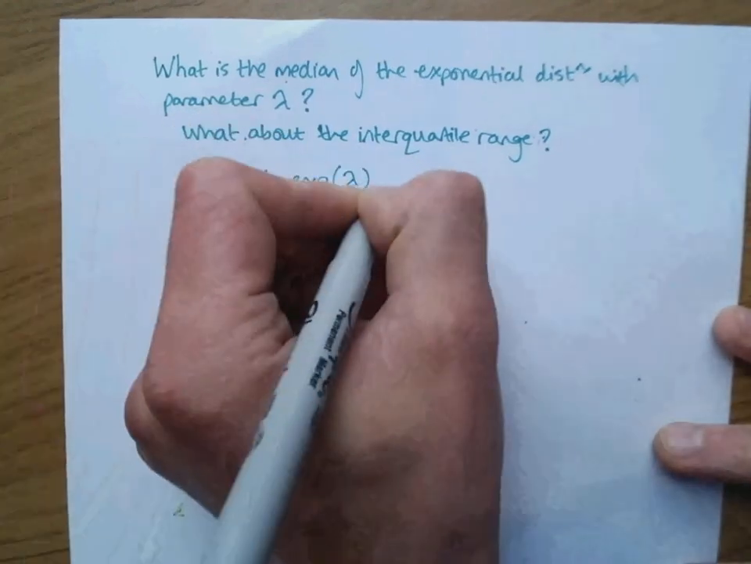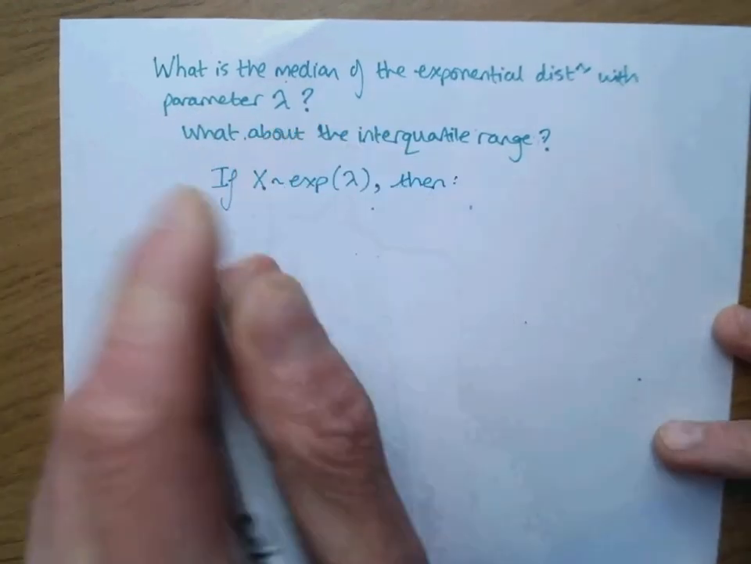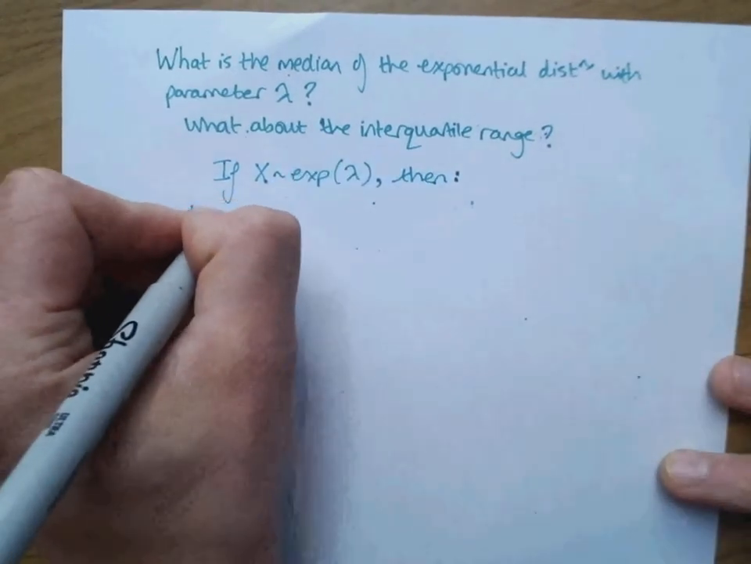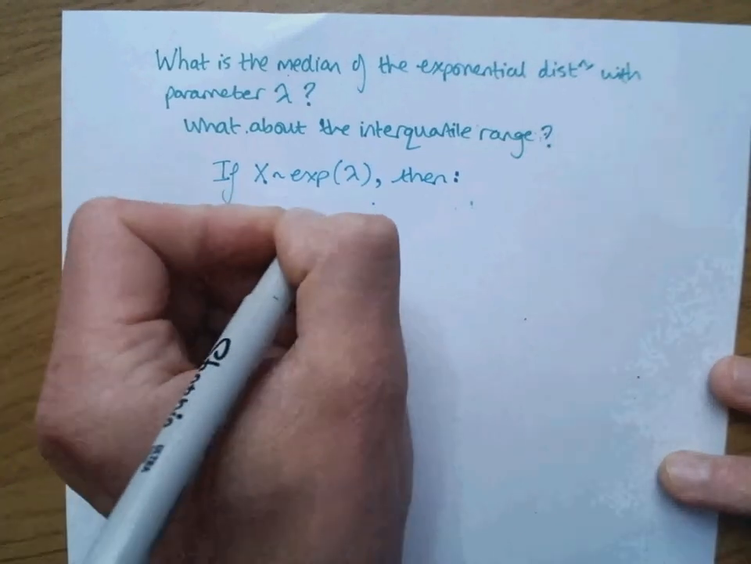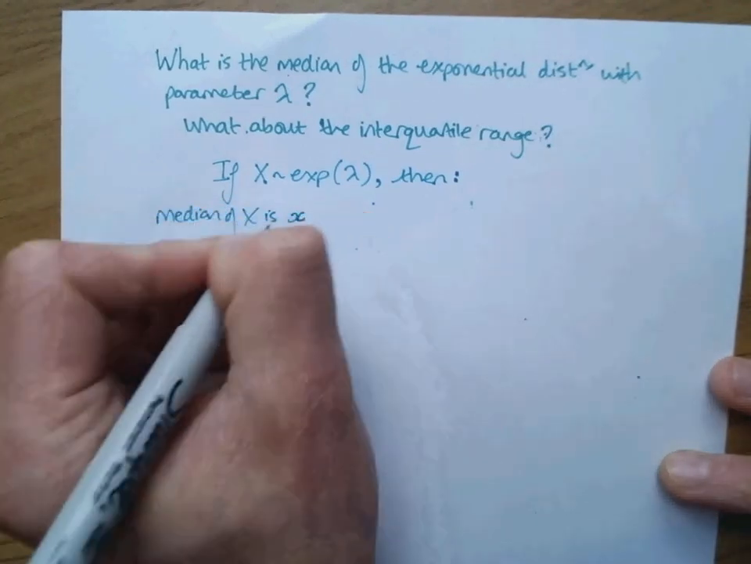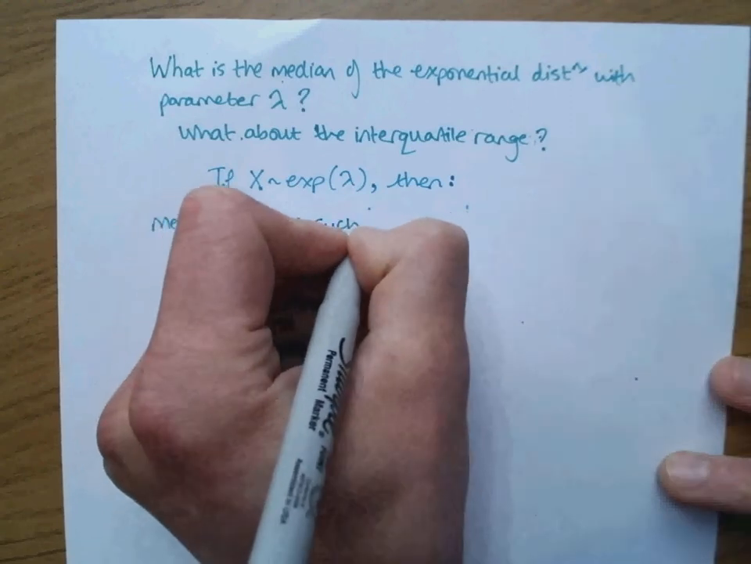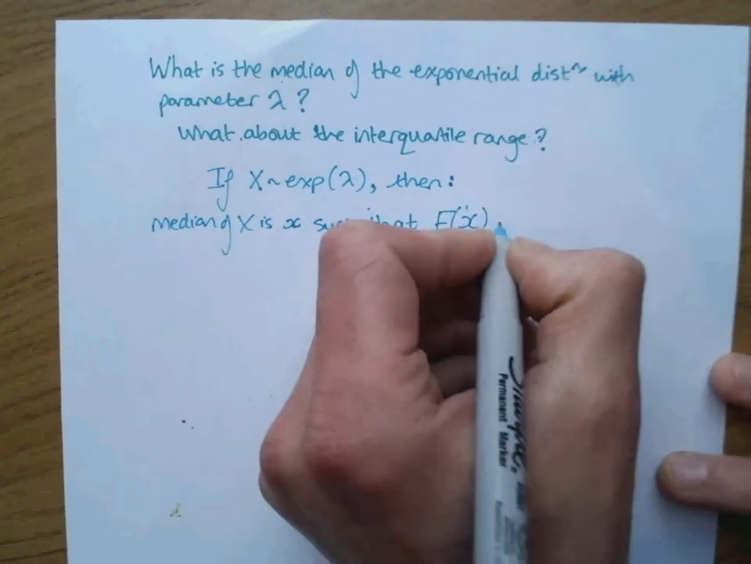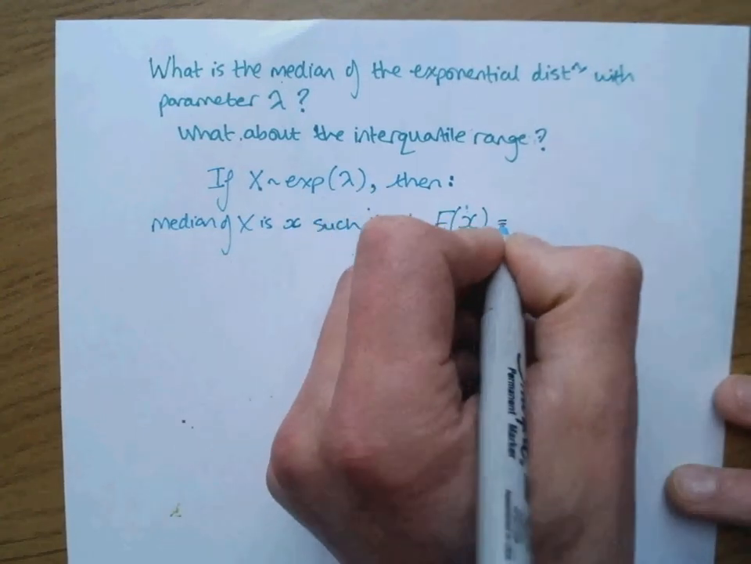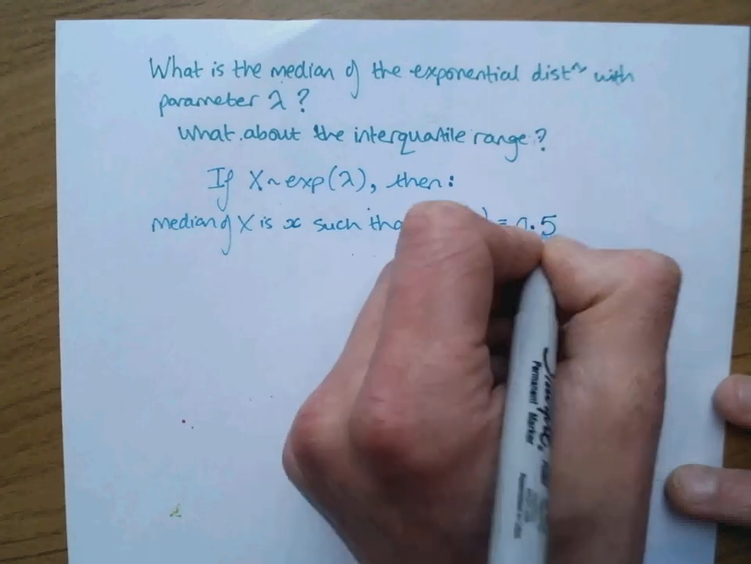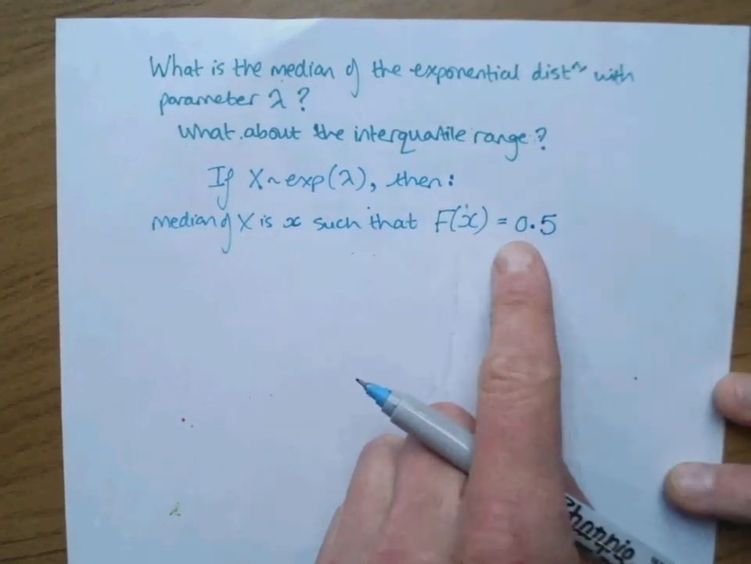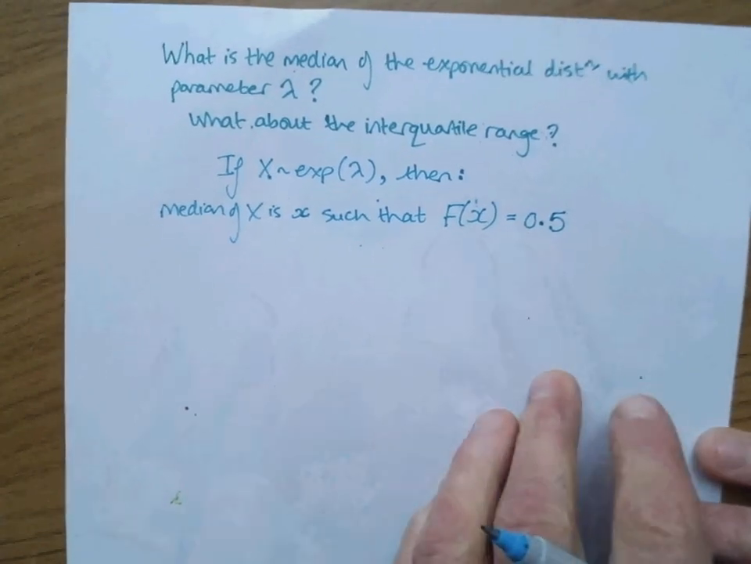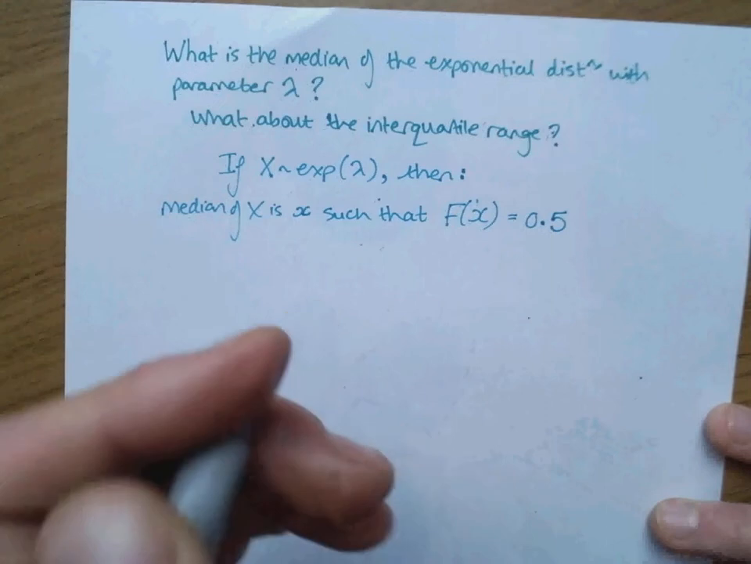Okay, let's have a look. So first of all, let's just have a look at this setup. So x follows an exponential distribution. The parameter is lambda. So if that's true, then what do we have? We have that the median of x is a specific value, lowercase x, such that, and this is the fundamental idea, whether you use the PDF approach or the CDF, which is what I'm going to use, or even the survival function. This is the fundamental idea, okay?